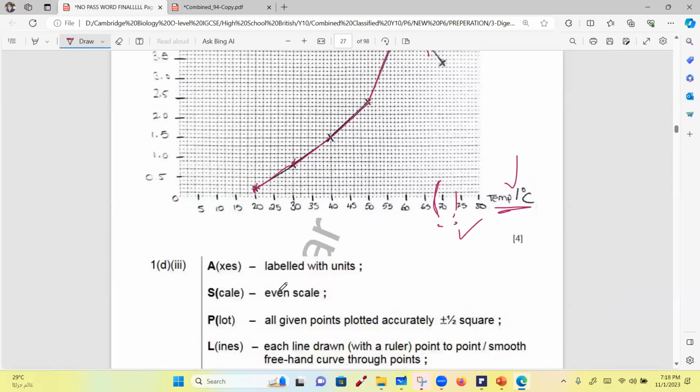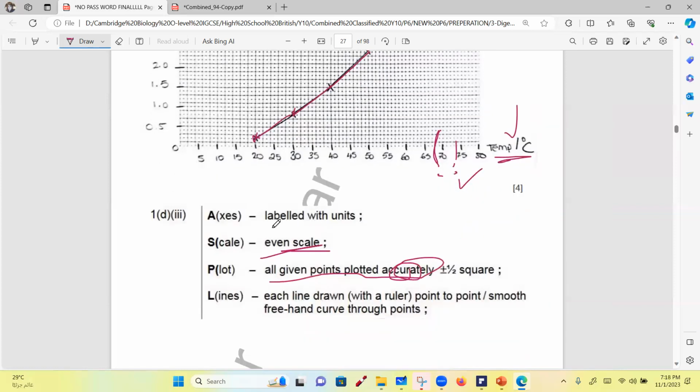Okay? Even scale. All the given plots are plotted accurately. Plotting is very important. Label with units, because you get upset when I keep on stressing on the units. Each line drawn with the ruler. And I keep on writing ruler, ruler, ruler, okay? A smooth freehand curve through the points is accepted. That's why I did not deduct grades when you used your freehand, but a ruler is always better.